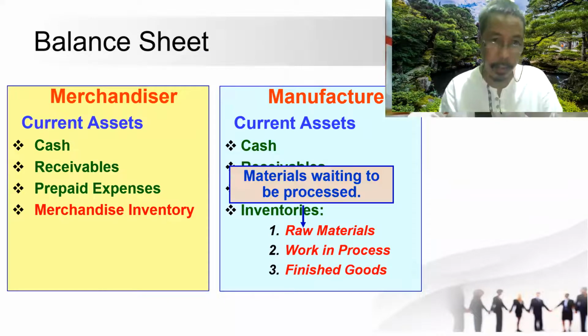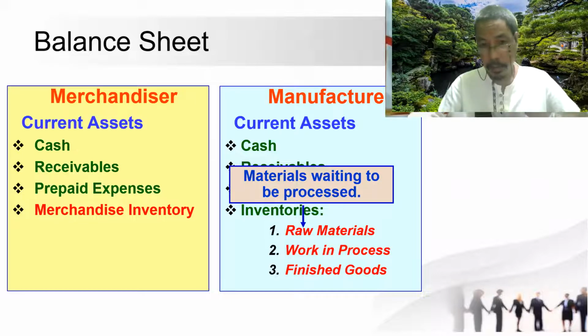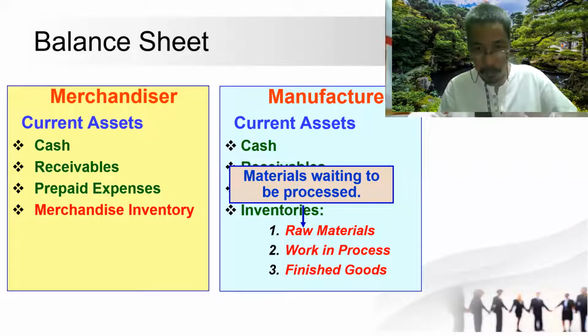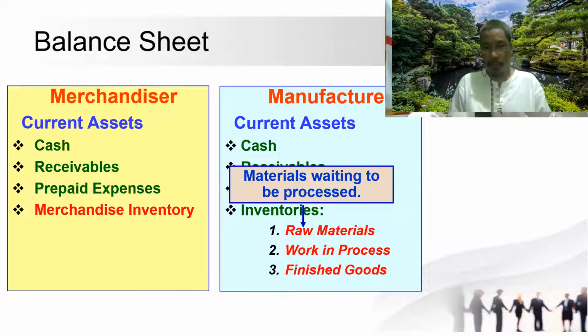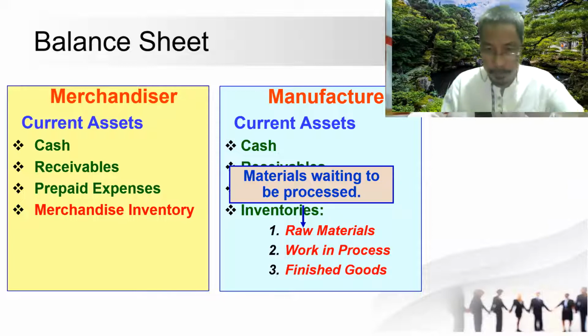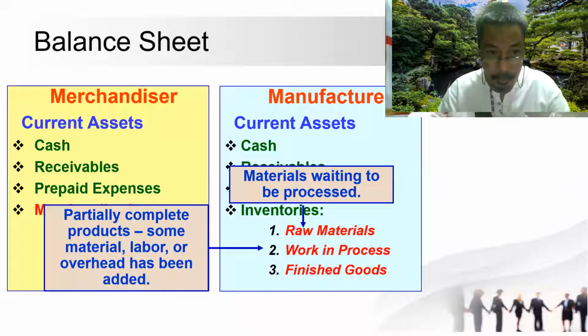Balance sheet. Again, the same terminologies. The same transaction names, but on balance sheet we have materials waiting to be processed. That is raw material. Not yet processed. You have to buy this in bulk. You have to make the raw material into a usable form. That is for balance sheet.